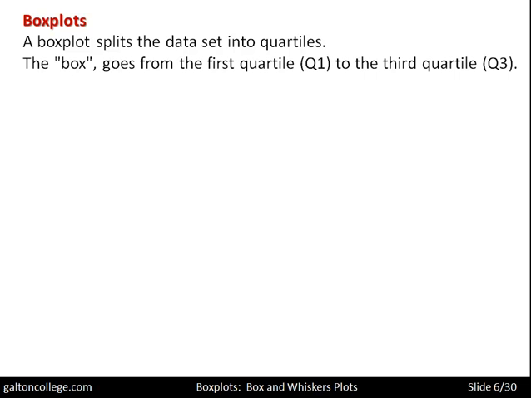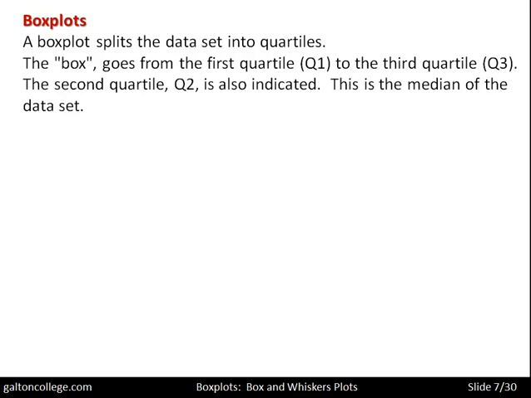The box goes from the first quartile to the third quartile. So in this case, the box is picking up half the data. It's going from the first to the third. So it's not including the first quartile, and it's not including the final quartile. It's including the two middle quartiles, Q2 and Q3.